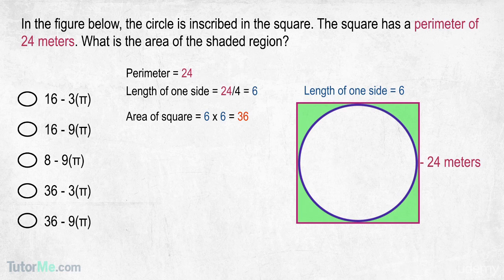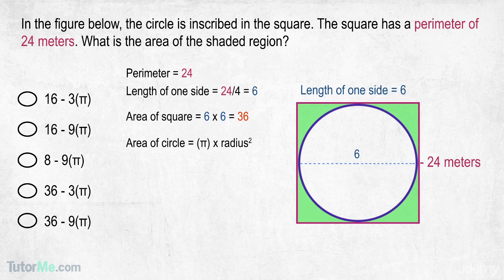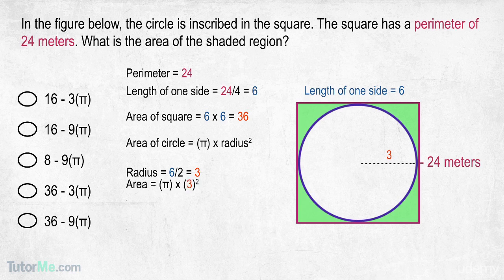Now let's find the area of the circle. As discussed in the lesson, our equation is pi times r squared. Memorize this. Because the circle is inscribed in the square, we know that the diameter of the circle is 6, because the length across the circle is equal to one side of the square. To get the radius, we just need to divide 6 in half, and we get 3. So plug in our radius of 3, and we have pi times 3 squared. 3 squared is 9, multiply that by pi, and we have 9 pi.